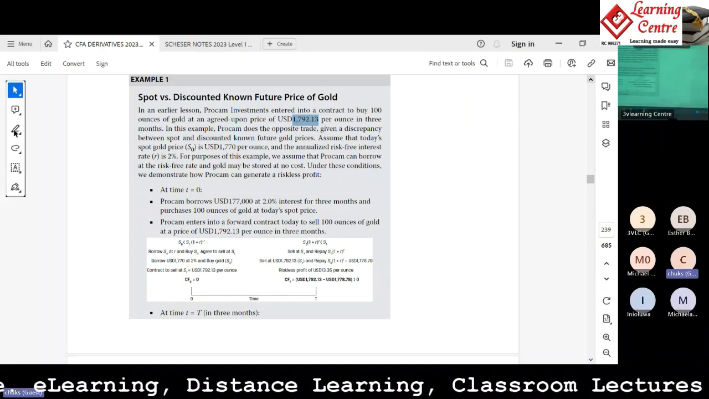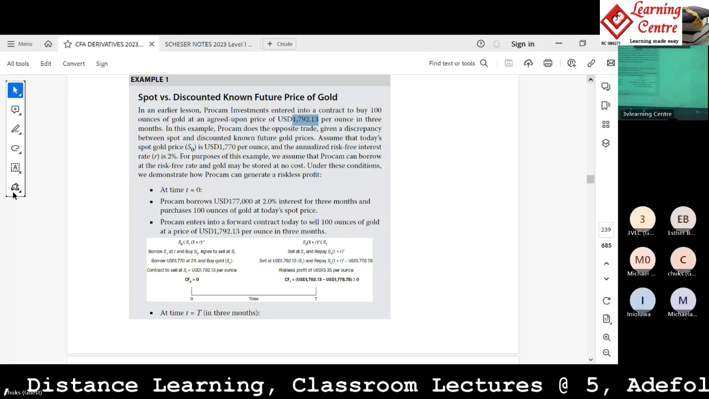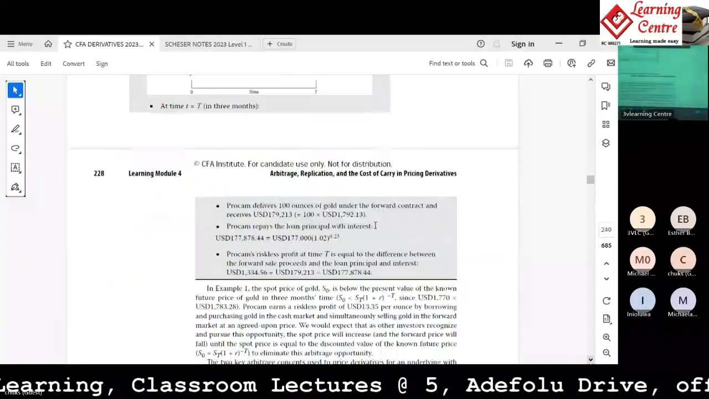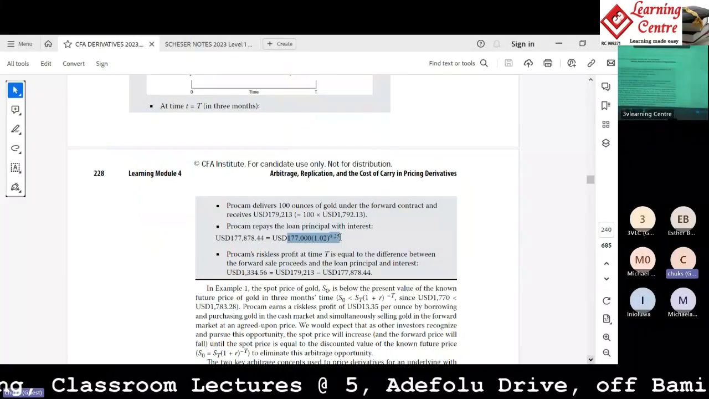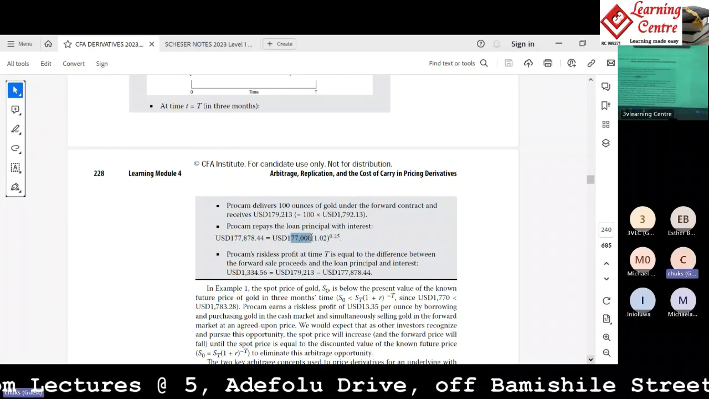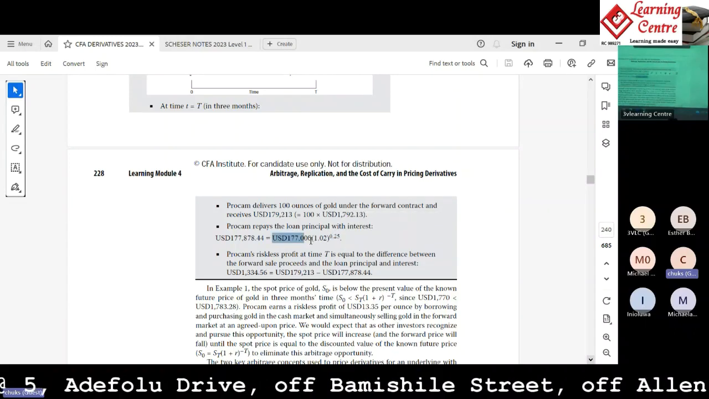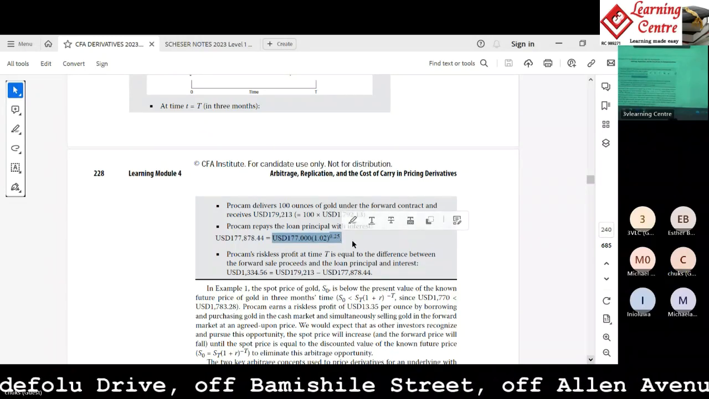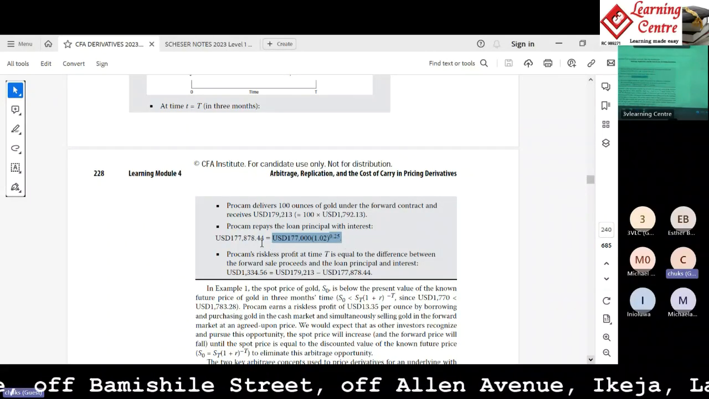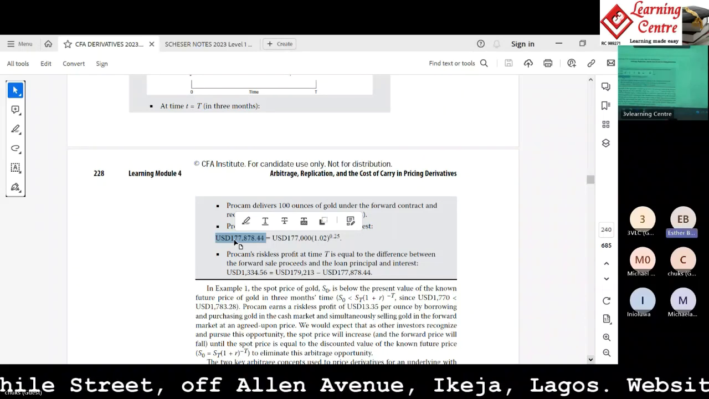Do you understand? Yes. Okay. So if we now go down, that's what you see here. They've just multiplied it by 100, but it is 177,000 times 1.02 raised to power 0.25. I want you guys to calculate this. Press your calculator and tell me if you are getting exactly this figure. Yeah, I got the same thing.